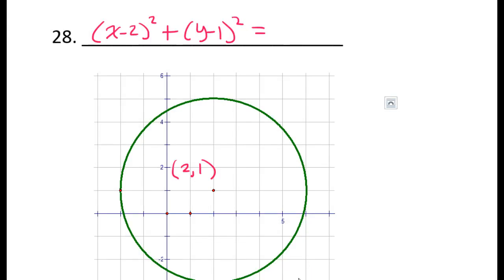Looking back at our notes, the radius squared goes right here. So what is the radius? Just looking at the diagram, this is the radius right here. So 1, 2, 3, 4. The radius is equal to 4. So that means the radius squared is 16. So I put the 16 right here. So that is the standard form equation of this circle.